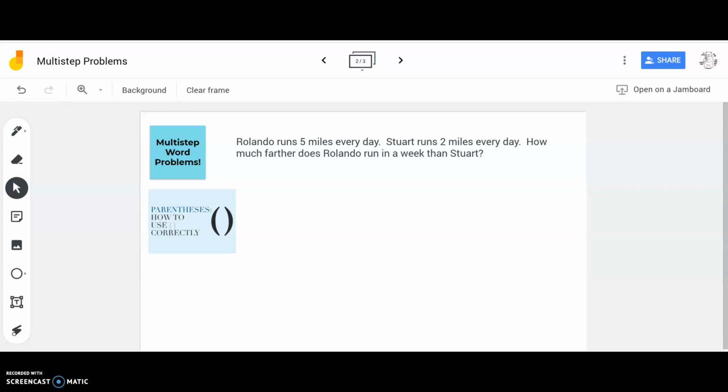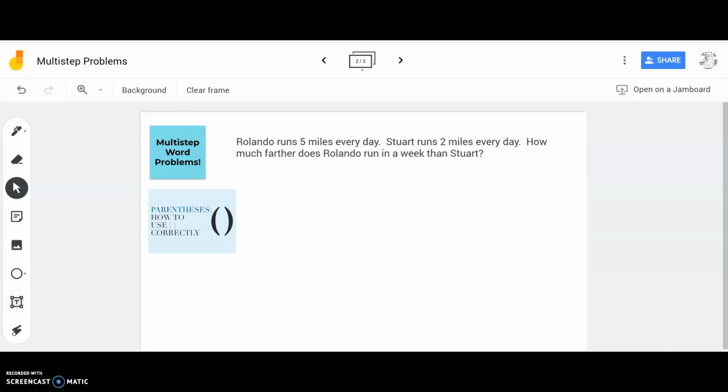It helps us focus on something at a time as opposed to thinking too big and losing track or getting frustrated. So as we jump into our first problem here, we have two steps to deal with, and parentheses are going to help us break it down. But first, I have to underline my important information and draw a picture.